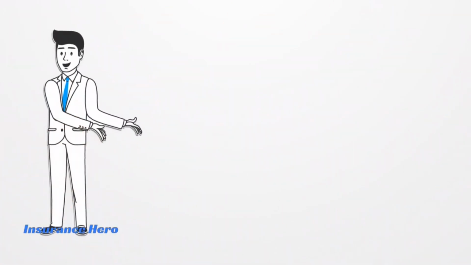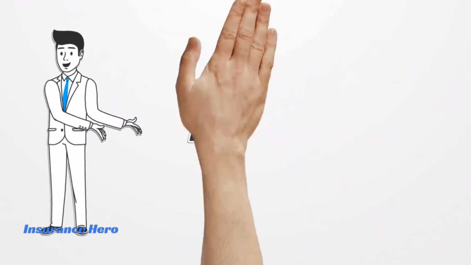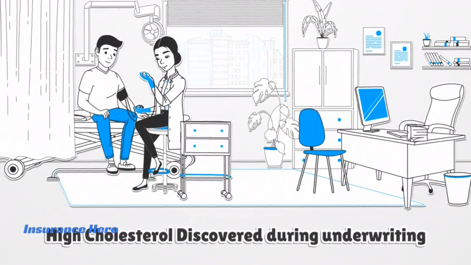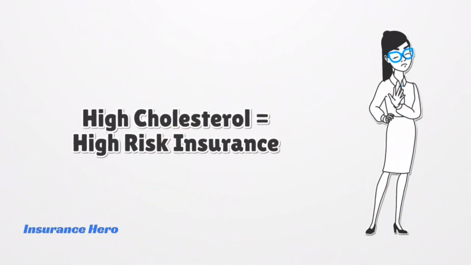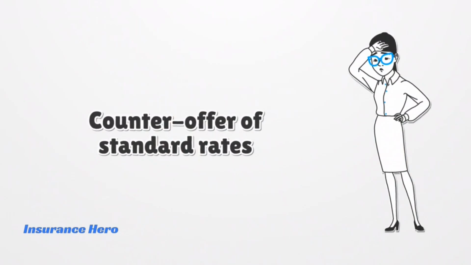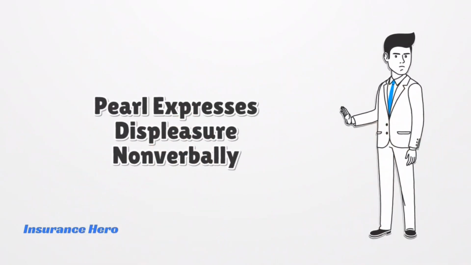Now let's consider a slightly different situation. Suppose the insurer reviews Pearl's application and discovers she has high cholesterol based on her blood test results. In this case, the insurer might not be willing to offer her the preferred rates because her high cholesterol makes her a higher risk. Instead, the insurer makes a counteroffer to insure Pearl at standard rates, which are $150 per quarter more expensive than preferred rates. Pearl frowns.